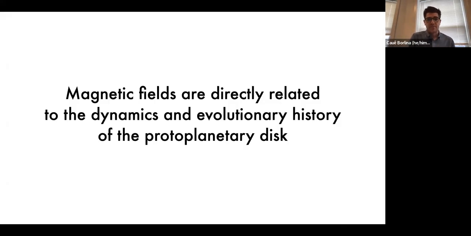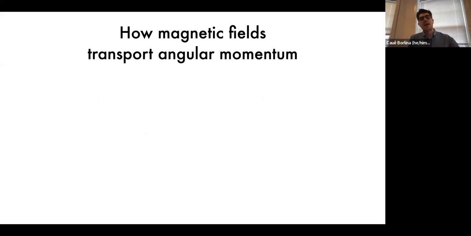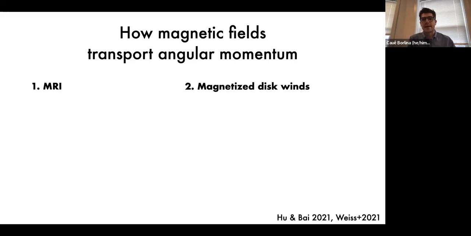And once again, the magnetic fields are doing that by driving angular momentum in those environments. So the next question then becomes, how are magnetic fields transporting angular momentum in protoplanetary disks? There are two main mechanisms through which that can occur. The first one is the MRI, or magnetorotational instability. And the second one is through magnetized disk winds. I'm going to briefly give an overview of those processes here.